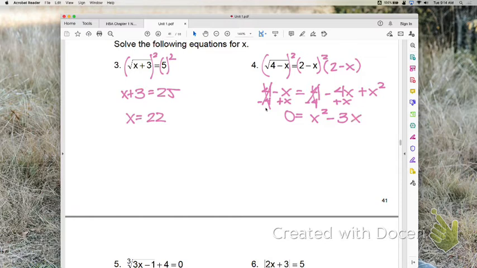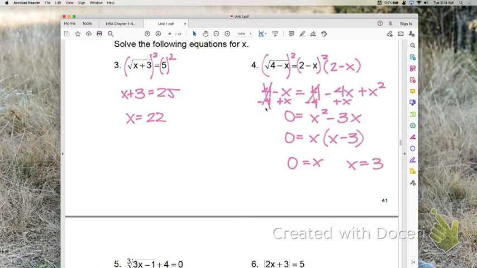How do I solve something like this? Factor. Always look for what first? Greatest common factor. Take out that x. It leaves me an x minus 3. Great. This leaves me x is equal to 0 and x is equal to 3.